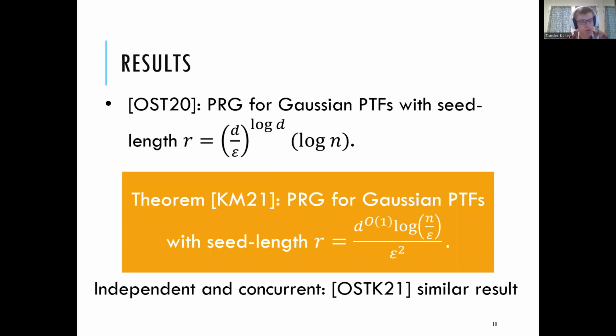Then finally we can talk about our main theorem. It's directly improving on this result I just mentioned, where we're getting the seed length down from quasi-polynomial dependence on D to polynomial dependence. And I'll also say that, independently and concurrently to our work, O'Donnell, Servedio, and Tan, also joined by Daniel Kane, obtained a similar result, also getting polynomial dependence on the degree.